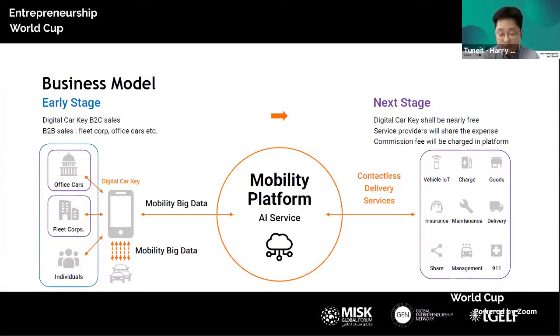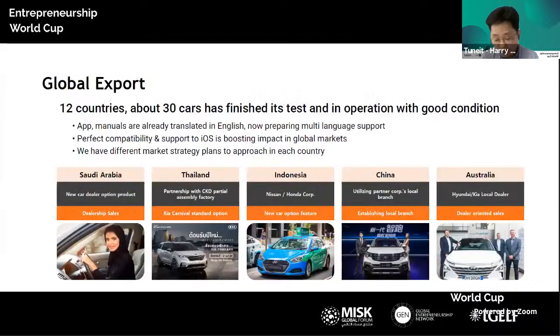We sell products in B2C and B2B right now. The portion will be shifted to subscription and commission fees combined with the platform. We are fully prepared to export. Among 12 countries, 30 cars have already finished their test. The English version app is ready. Multilingual translation is on the way. Perfect compatibility with iOS is boosting the process in global markets.